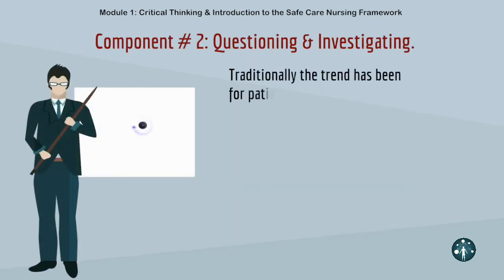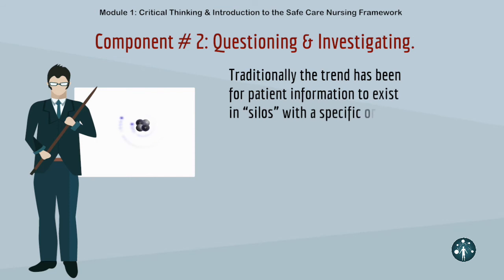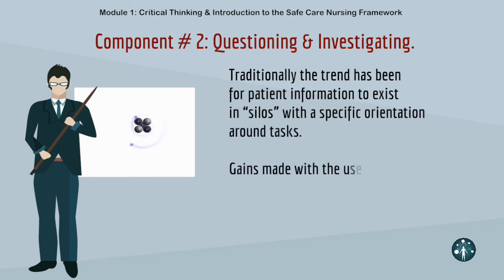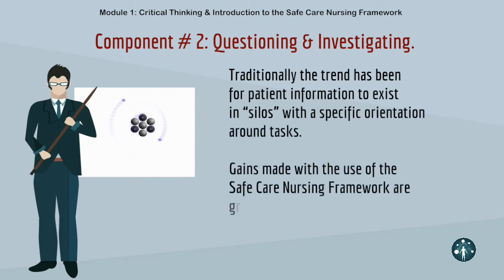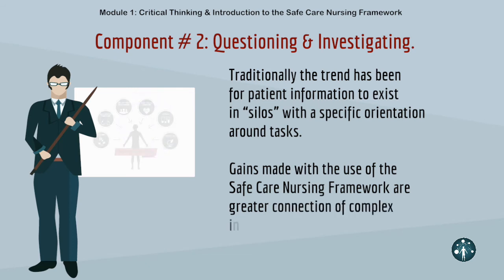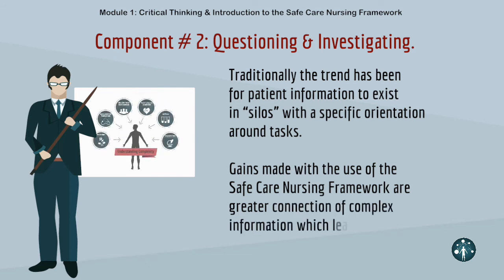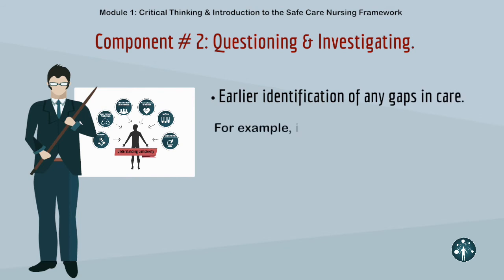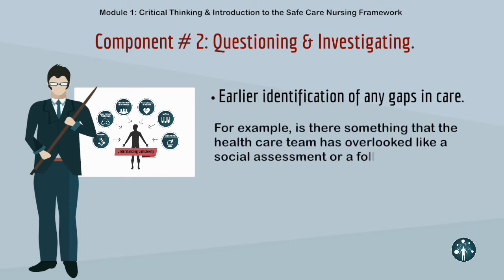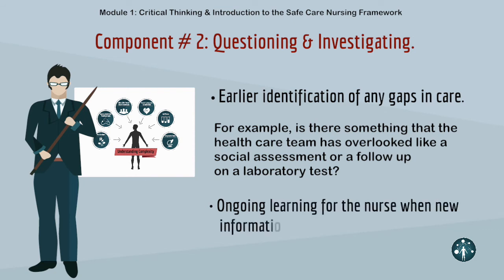Questioning and investigating. Traditionally, the trend has been for patient information to exist in silos with specific orientation around tasks by nurses. Gains made with the use of the Safe Care Nursing Framework are greater connection of complex information, which leads to earlier identification of any gaps in care. For example, is there something that the healthcare team has overlooked, like a social assessment or a follow-up on a laboratory test? Ongoing learning for the nurse when new information is encountered.